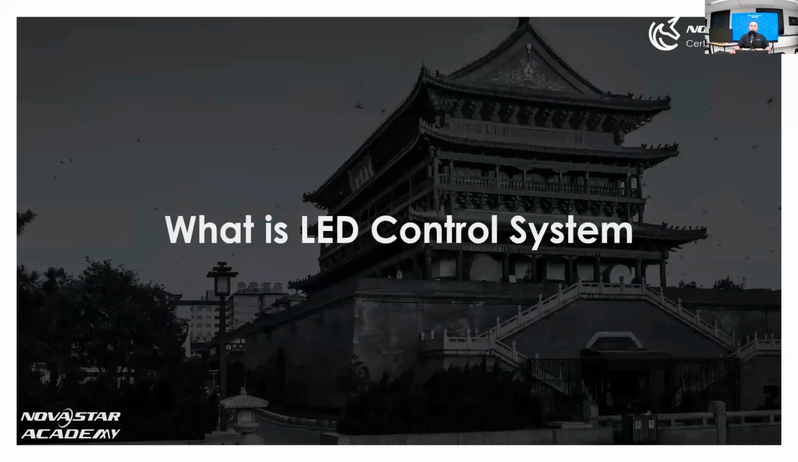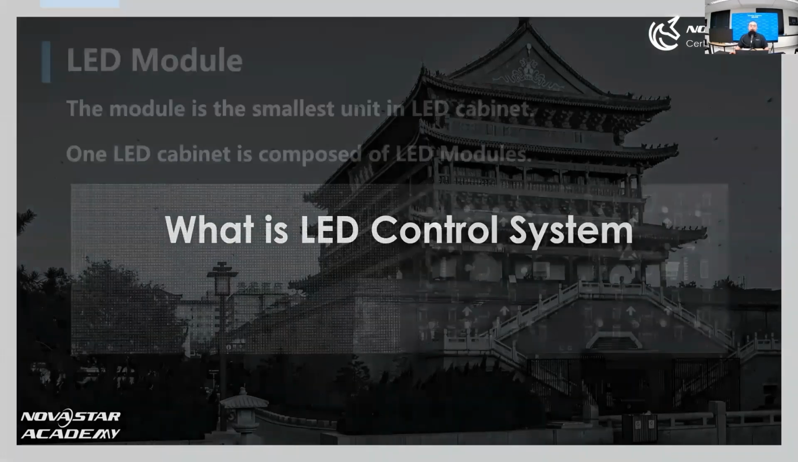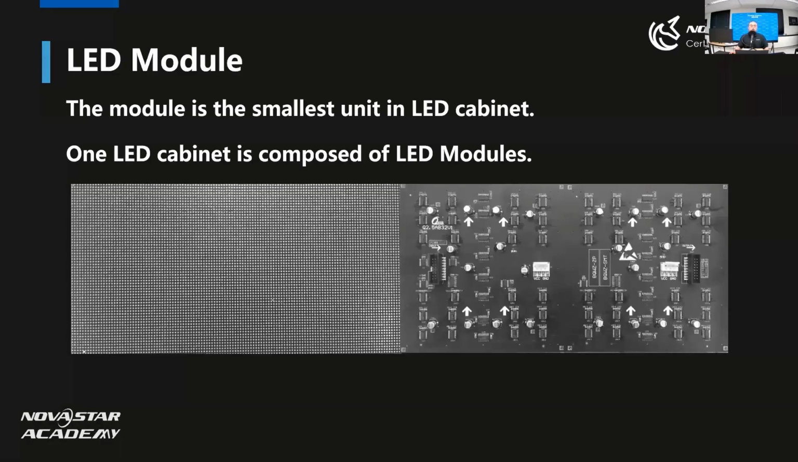So first, what is the LED control system? To be honest, a lot of people know the LED screen, but they don't know what is inside it and what the key parts are that make the screen show the image. The first part, which is very important and the most basic one, is the LED module. The module is the smallest unit in the LED cabinet. From the image, we can see the front view of one LED module, and this is the back view of the LED module.